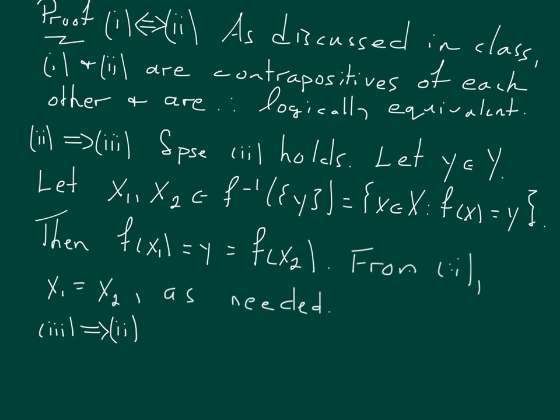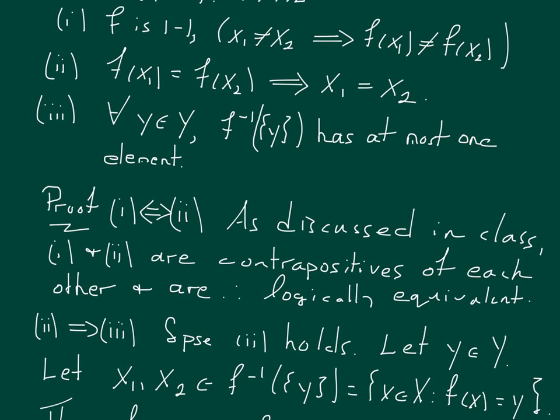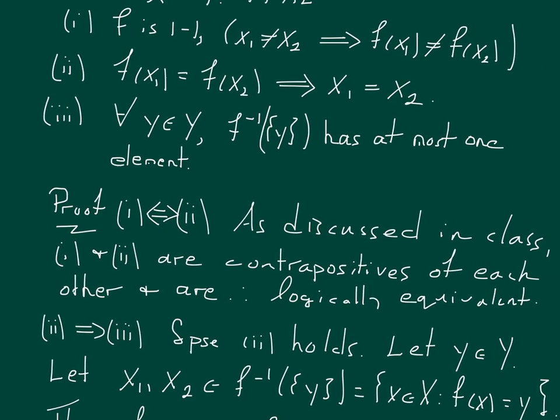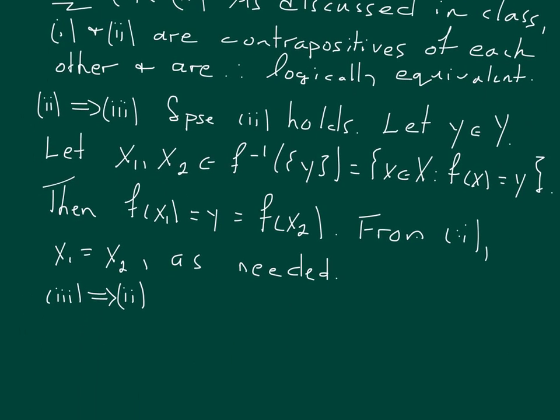Okay, so the last thing to show is that statement 3 implies statement 2. In other words, we're trying to show that if, for any y, the preimage of this singleton contains at most one element, then this condition here is satisfied. So what will we do? We're going to assume statement 3, and we're going to suppose that f(x1) equals f(x2), and try to conclude that x1 is equal to x2. That's our plan.